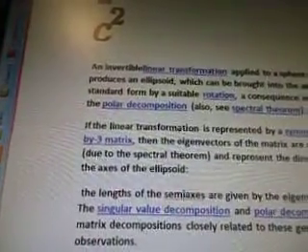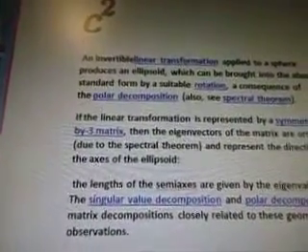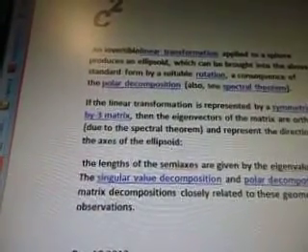The eigenvectors of A define the principal directions of the ellipsoid, and the eigenvalues of A are the squares of the semi-axis. An invertible linear transformation applied to a sphere produces an ellipsoid which can be brought into the above standard form by a suitable rotation, a consequence of the polar decomposition.